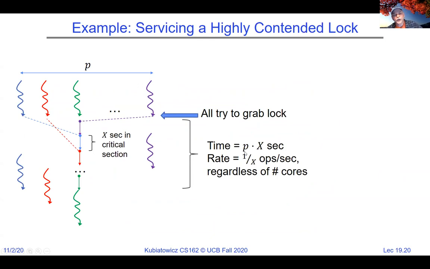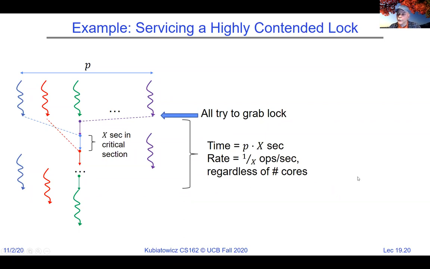And so we have p threads times x seconds. The rate is 1 over x ops per second. It doesn't matter how many cores we've got. This could be a 52-core multi-core processor, but it doesn't matter, because all of these threads are brought to a halt while they're trying to grab this lock. That's why it's an Amdahl's law kind of thing. But my rate is 1 over x ops per second.